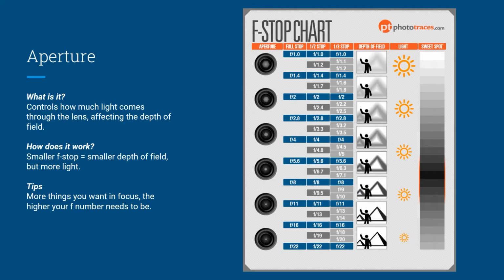For example, if you were shooting a portrait, you would use a smaller f-stop to isolate the subject from the background, creating an effect called bokeh. If you were shooting a landscape, you might want a larger f-stop to have more of the scenery in focus.